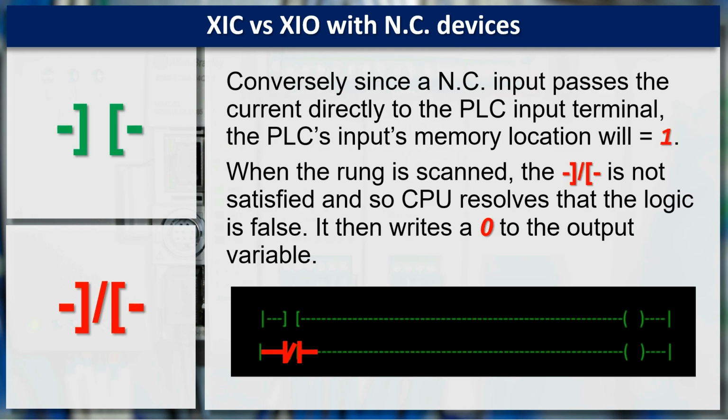Conversely, since a normally closed input passes the current directly to the PLC input terminal, the PLC's input memory location will be 1. When the rung is scanned, the XIO instruction is not satisfied, and so the CPU resolves that the logic is false. It then writes a 0 to the output variable.